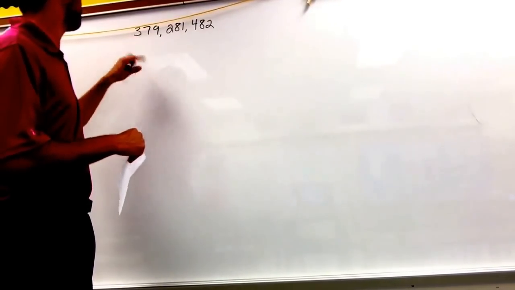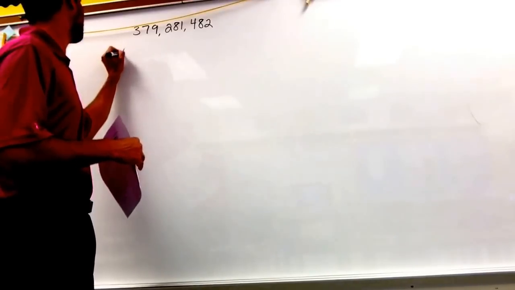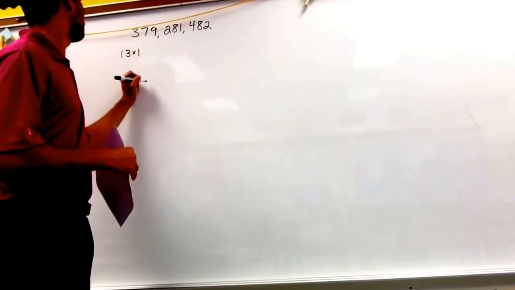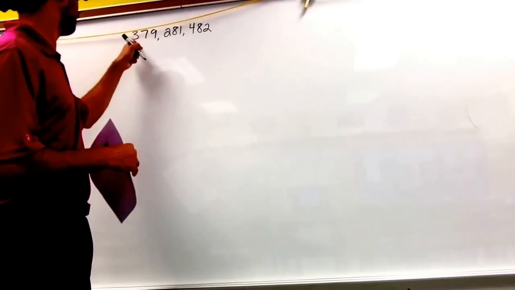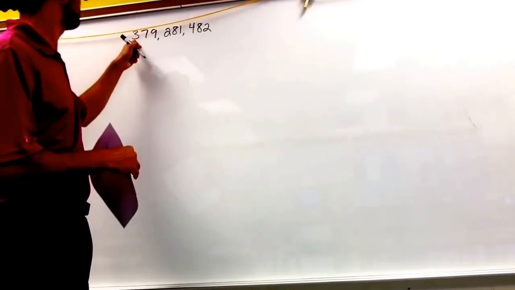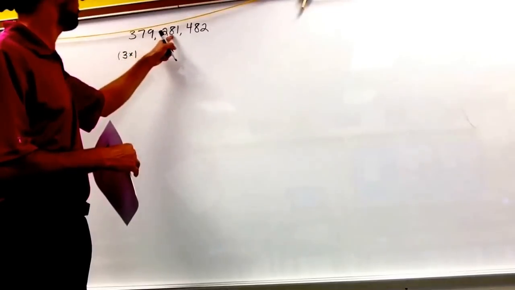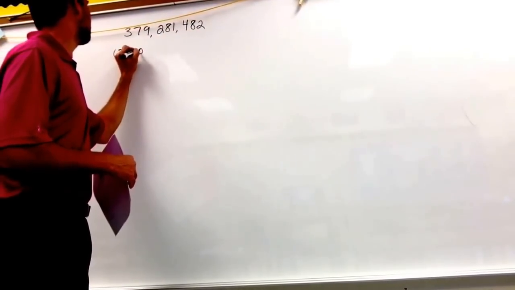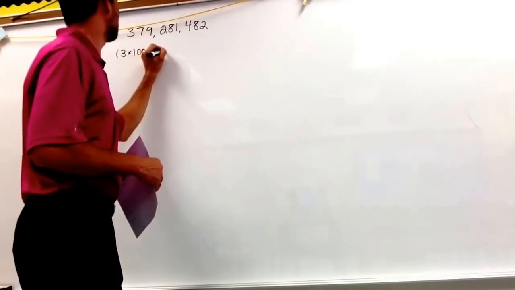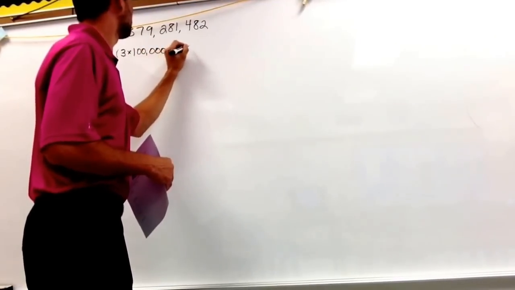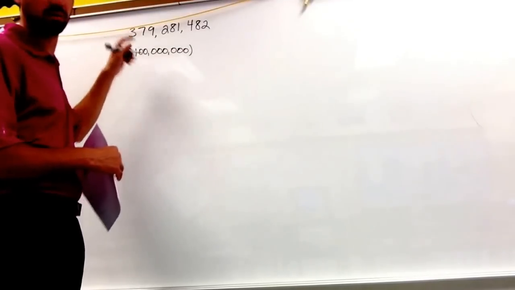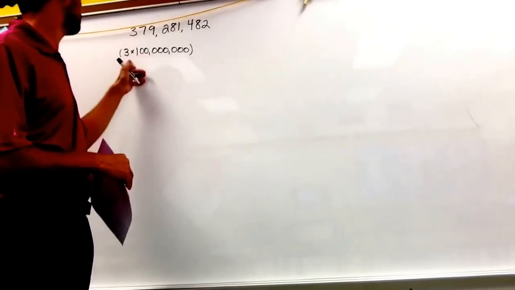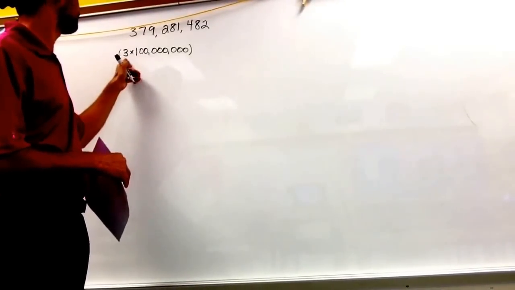So to write that in expanded form, I'm going to show that. I have 3 times 100 million. So this is the 100 millions place, and then this 1, 2, 3, 4, 5, 6, 7, 8, it would be 8 zeros. So that 3 is not really a 3. It's not 1, 2, 3. It's 300 million. So that means I have 100 million 3 times.